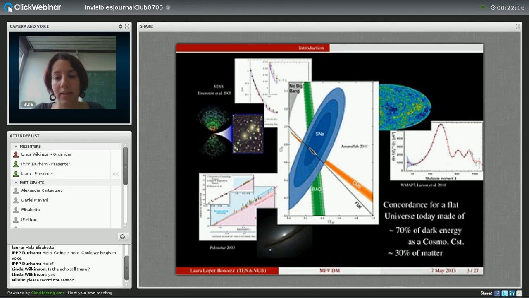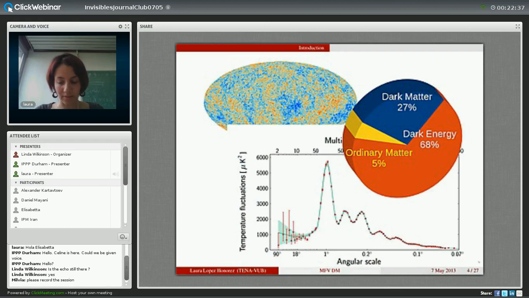a concordance model in which something like 70% of the matter energy content of the universe is made of dark energy, here in the form of a cosmological constant, and something like 30% is matter. These 30% of matter are constituted of not only ordinary matter. Looking at the latest CMB data from Planck, the latest picture we have of the acoustic peaks, we have the idea that ordinary matter can only account for 5% of the total matter energy content of the universe, and that dark matter is something like 27% of the total matter energy content of the universe. For the rest, we are left with 68% for dark energy.